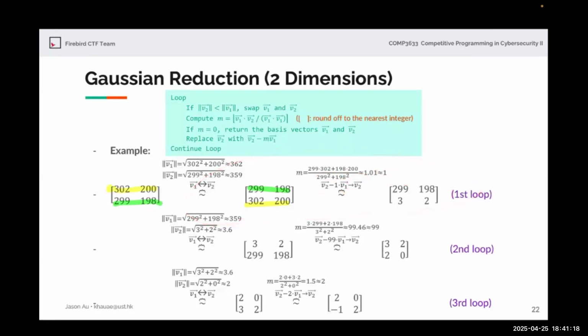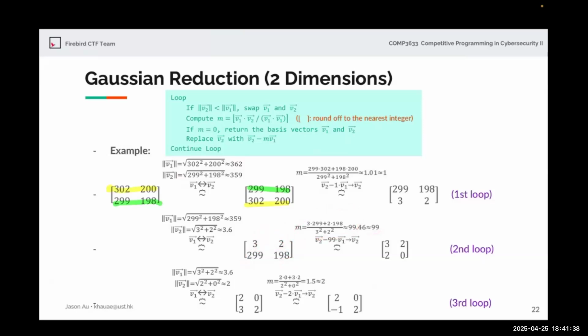Okay, so we do the second loop. In the second loop, we calculate the norm of the two vectors, and then we see that the second vector is shorter. So we do a swap here, and after swapping, we calculate m. Oh, so m is approximately 99.